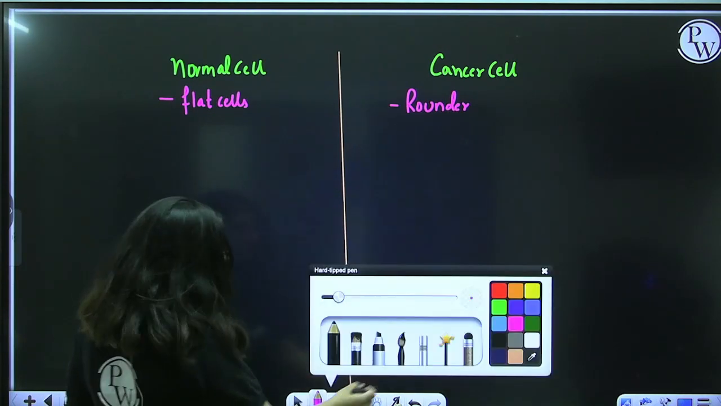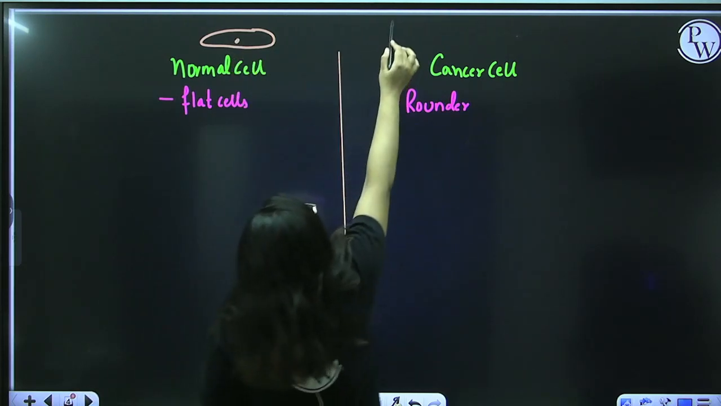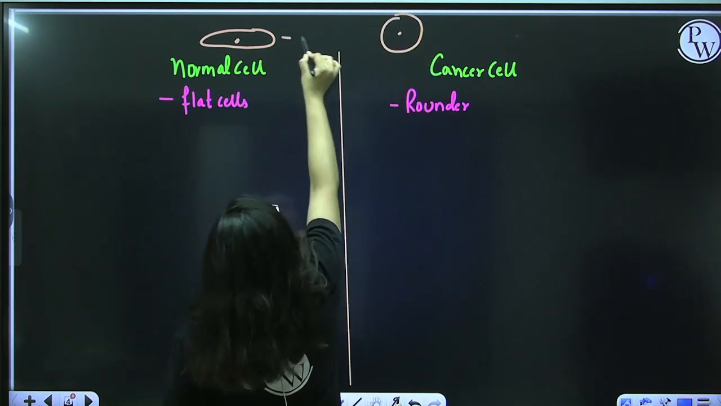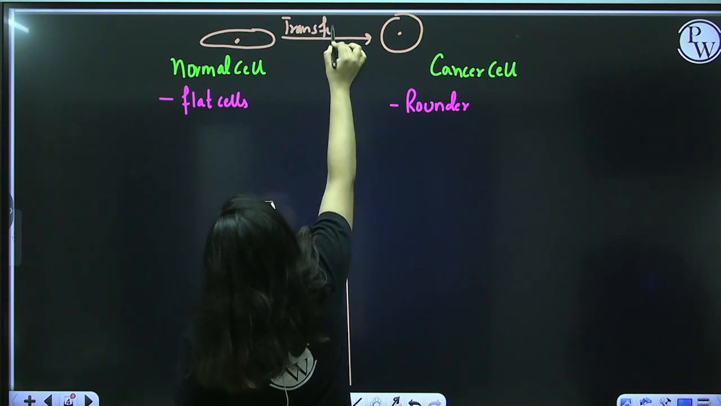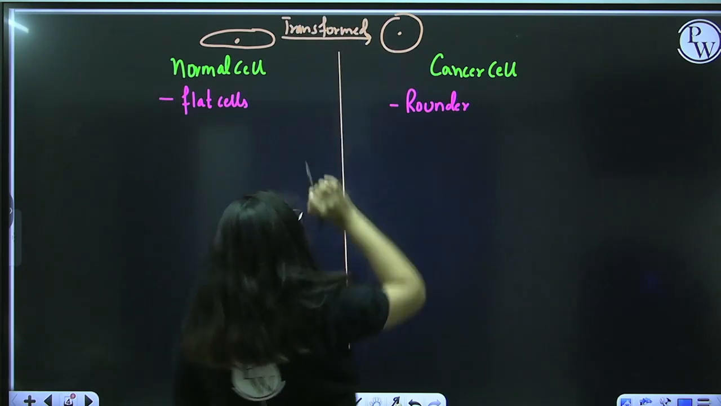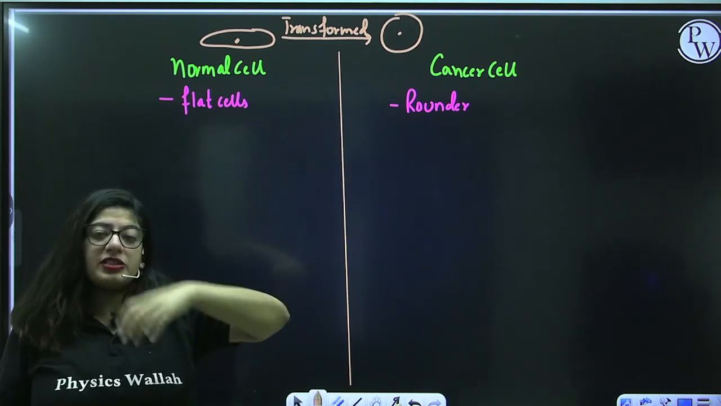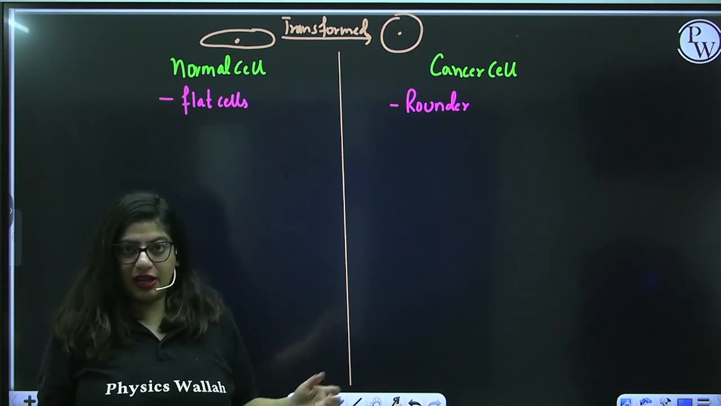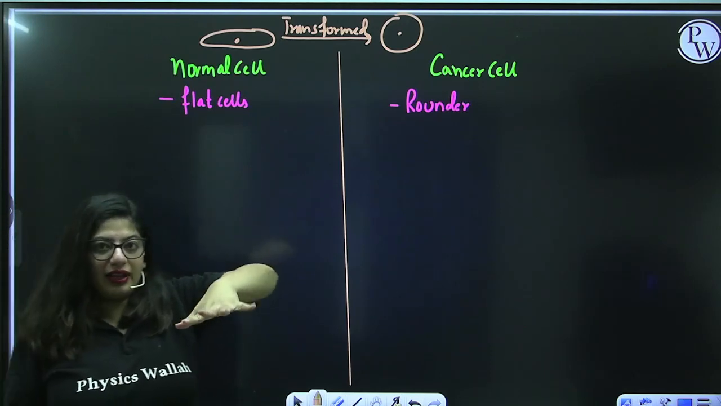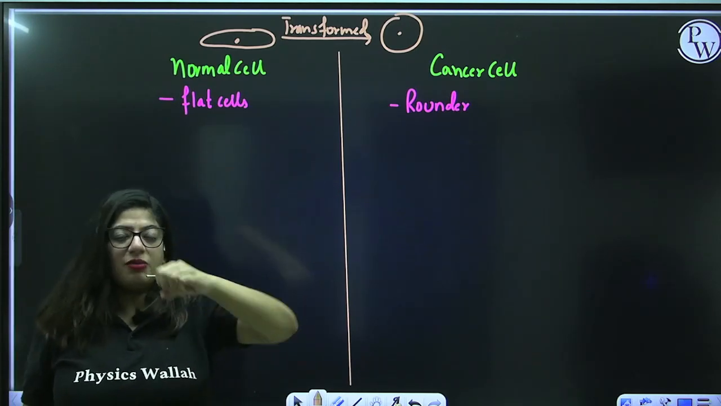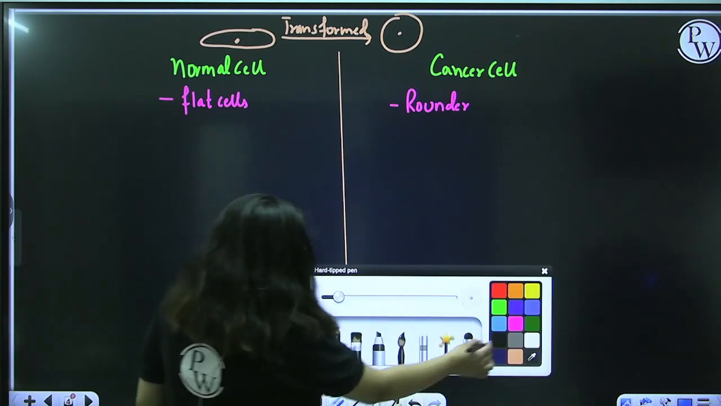Let me just draw this. So they will be like a flat cell like this, and they will be completely rounder. So your normal cell is getting transformed and it is becoming a deadly cell known as a cancer cell. So it's like your own body cells only. Okay, how does transformation take place? We'll talk about that in later sections. Alright, so the first difference is these cells will be a little flat like this, probably like an oval cell, but they will be perfectly rounder cells.